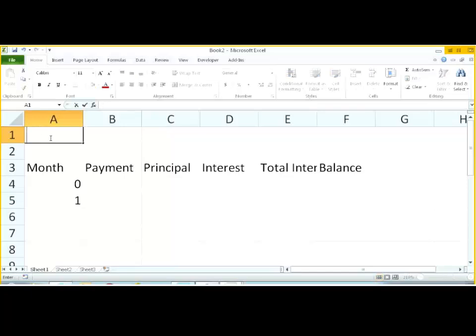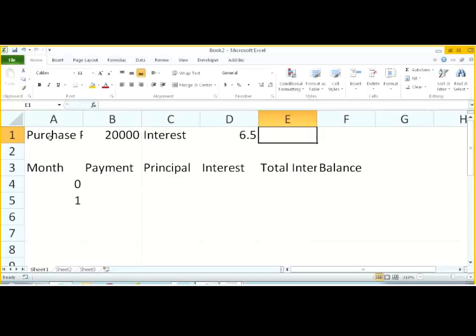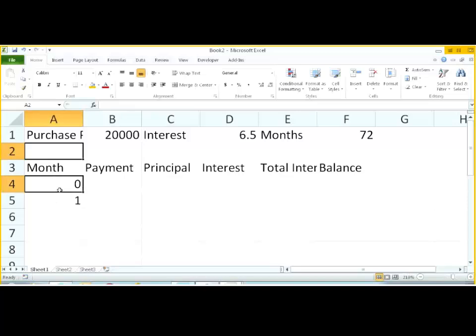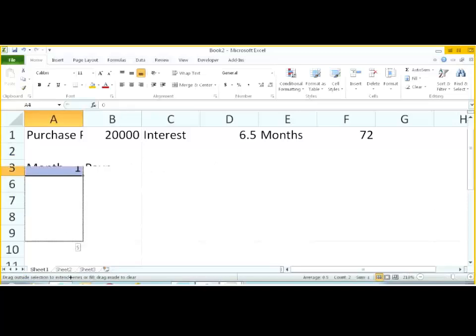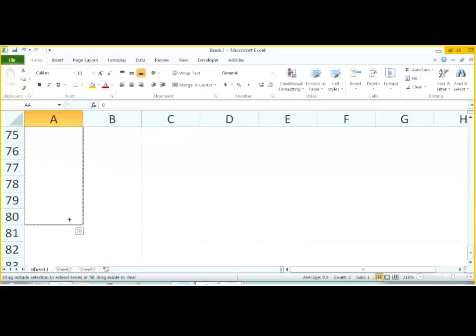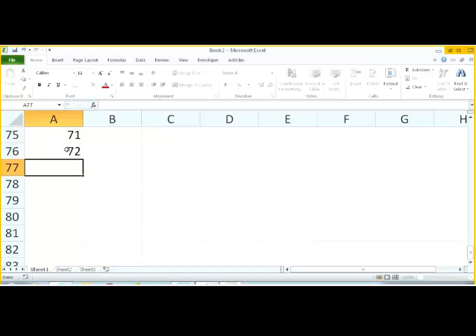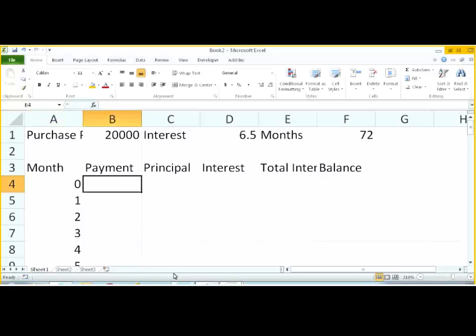So we'll have purchase price. The price was $20,000. The interest was 6.5%. Months, 72 months, 6 years. Okay. So I have to copy this down until I have 72 months. And so I got to go one more. 72. Okay. So that's the monthly stuff.